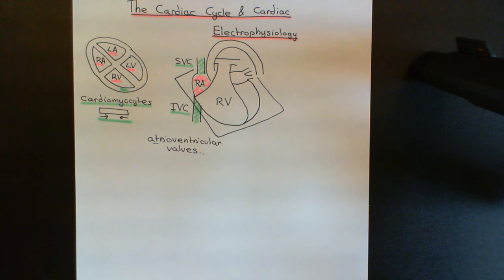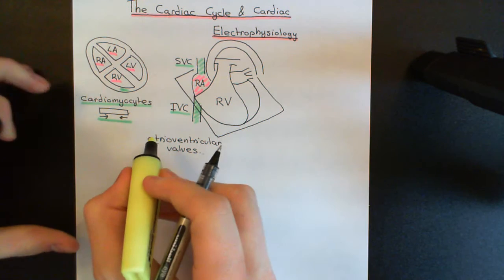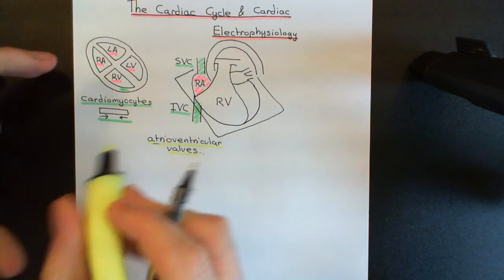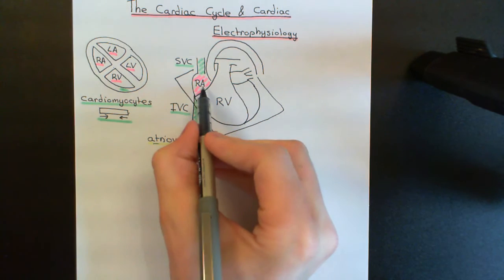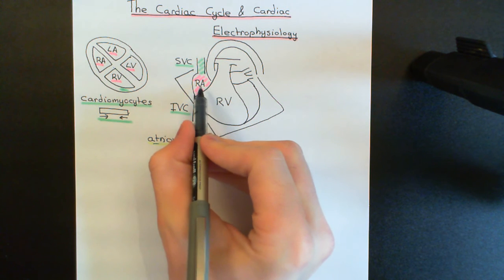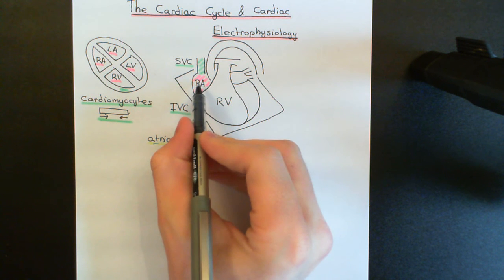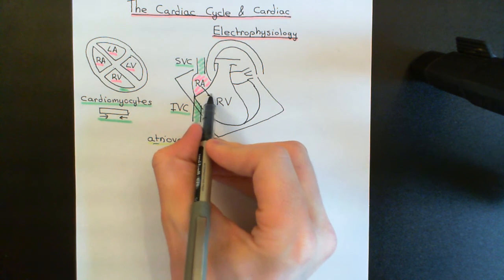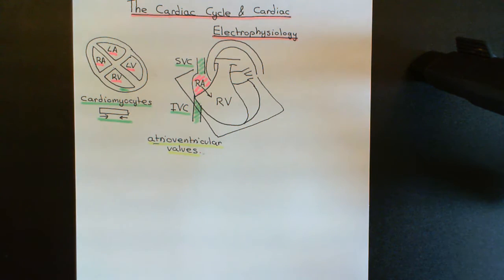Well, what's the job of a valve, fundamentally? Let's start off with that question. A valve is something that makes sure blood only flows in one direction. Okay, so a valve is going to be something at the opening between the right atrium and the right ventricle that means that blood can only flow in one direction, and of course that direction is going to be from the right atrium to the right ventricle.